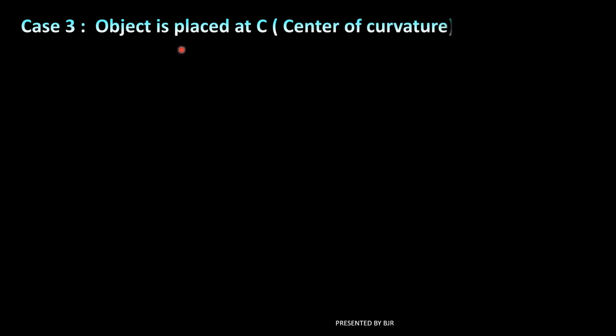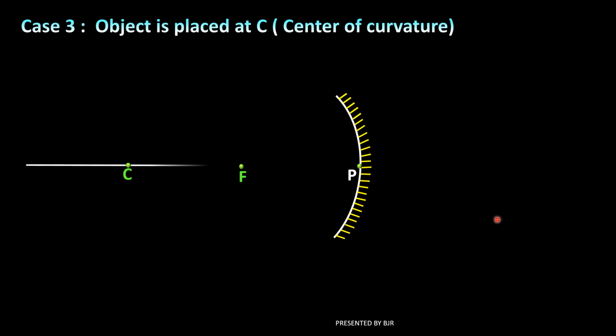The same ray diagram I am drawing by using the symbol of the concave mirror. That is, object is placed at C, center of curvature, and this one is the symbol we use to represent the concave mirror. P is the pole, C is the center of curvature, and F is the focal point, and here is the principal axis. Okay, now let us place the candle here.